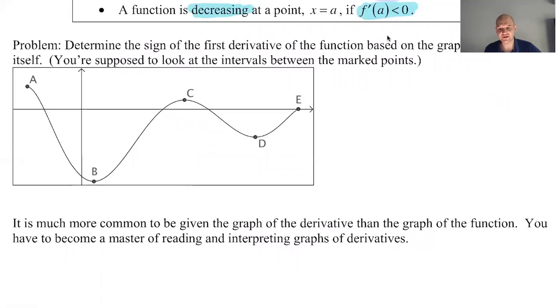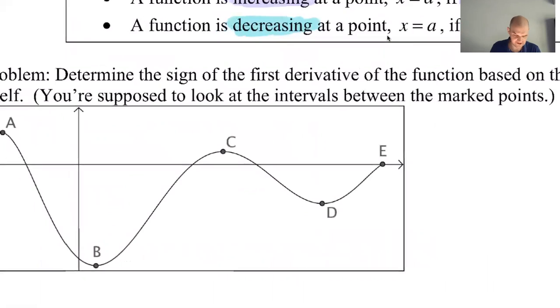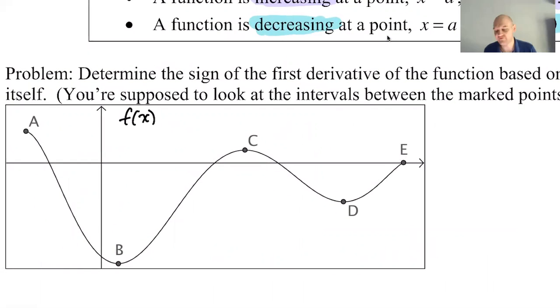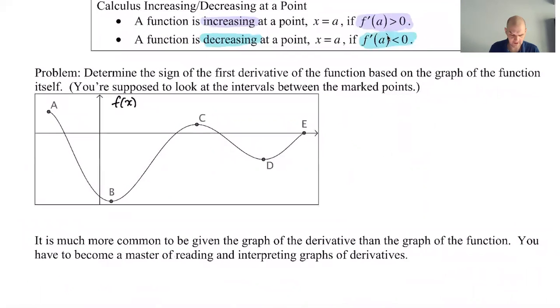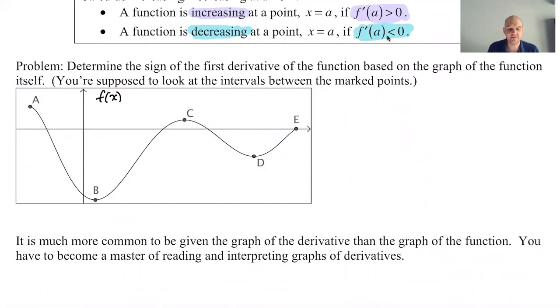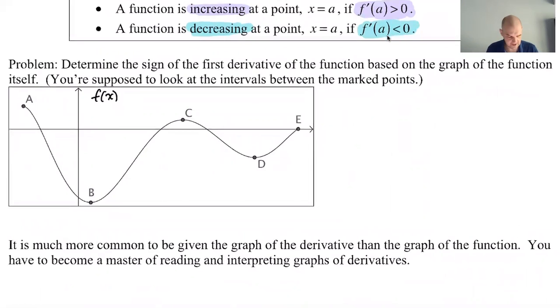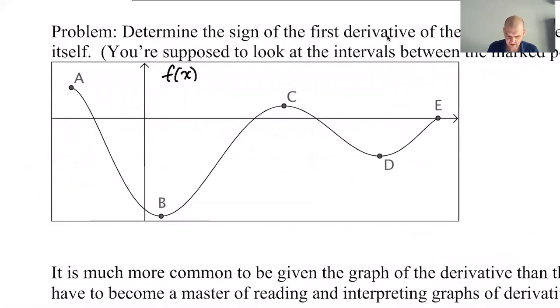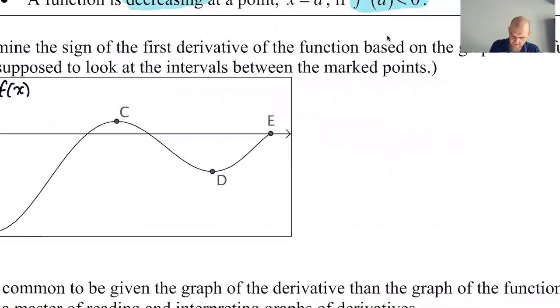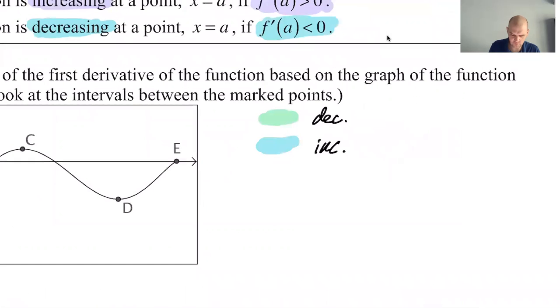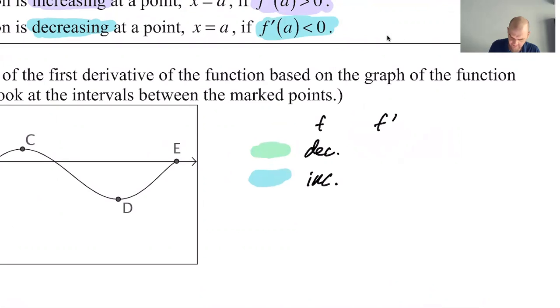So this is a graph, and we need to determine the sign of the first derivative of the function based on the graph of the function. This is a graph of f of x. A big deal going forward is what graph are you looking at? Are you looking at the graph of f, f prime, f double prime? You have to know, because if you don't know, then there's no way to figure out what to do. So the sign of the first derivative: anywhere this graph, f of x, is decreasing, f prime will be negative. I'll use two different colors, one for decreasing and one for increasing. You have to be really specific. So f is decreasing, and then f prime will be negative, and f is increasing, so f prime will be positive.